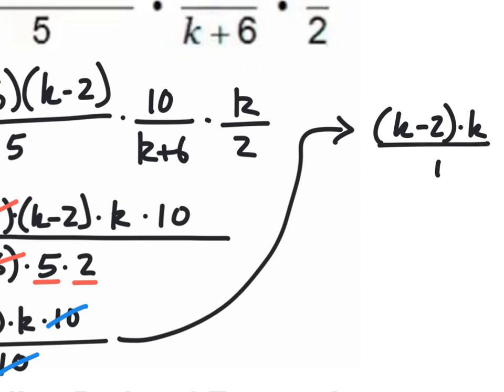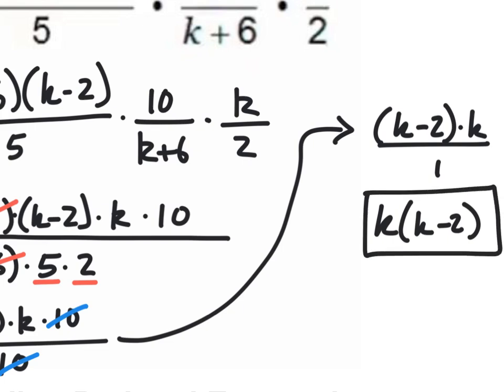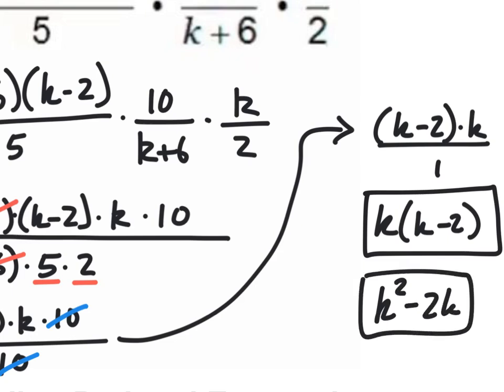You could probably leave it like this, as k times k minus 2. I just reordered them. You can do that, you can move these things around. Divided by 1, I would just leave it in factored form, or you could multiply that through and get k squared minus 2k. Either way, these are both correct answers, but I would probably prefer the factored version. Be able to write it both ways.